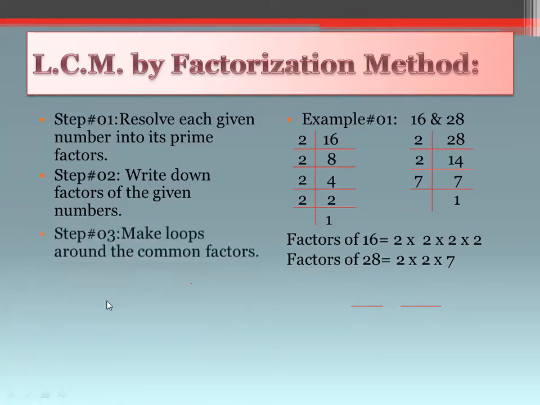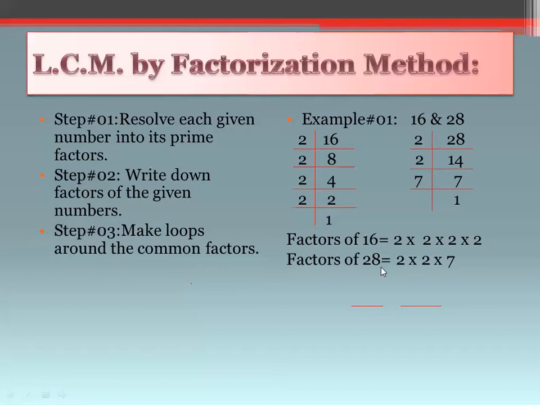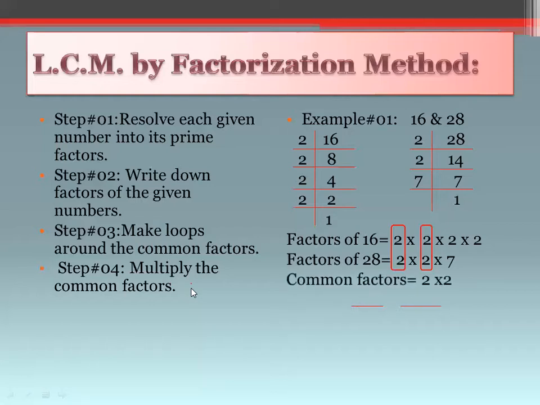In the next step, my dear students, you have to make loops around the common factors. So you have to pick the common factors here. What are the common factors here? 2, 2 here are the common factors. So first you will make loops around the common factors. After making loops, you will multiply the common factors, only the common factors. So your common factors here are 2 multiplied by 2.